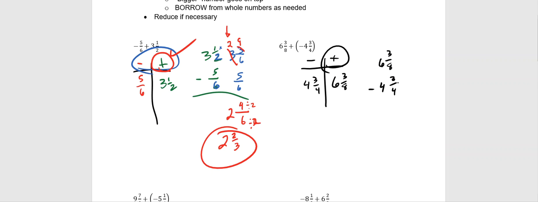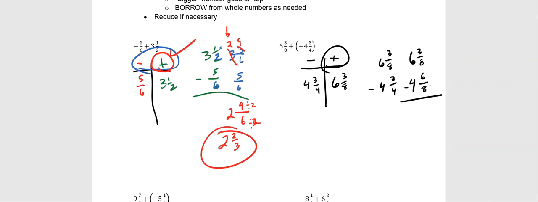So we look to see what our least common denominator is, and it is 8. So the 6 3/8 is all set to go. But the 4 3/4 needs to be converted. So 4 times 2 is 8, so 3 times 2 is 6. So 4 3/4, when we adjusted it for the common denominator, is 4 6/8.